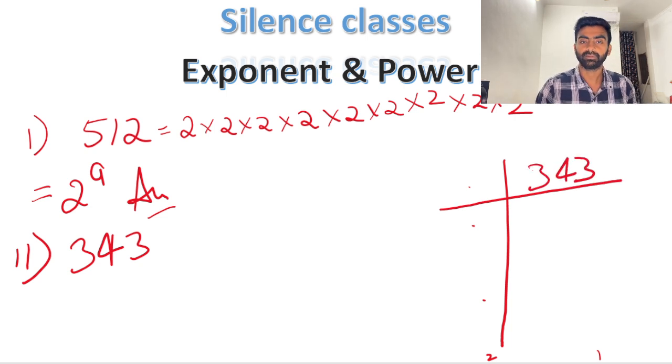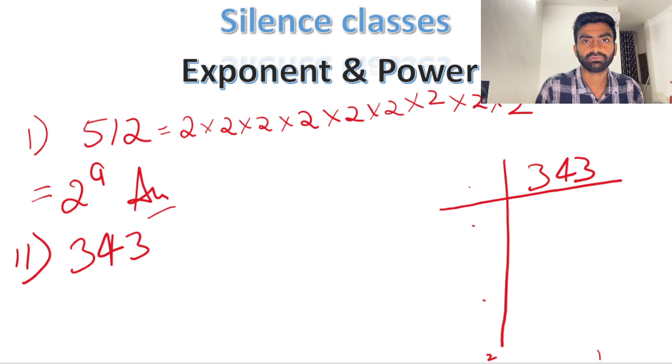343 is divisible by, let's check it out. Is it divisible by 3? No, it is not divisible by 3. It cannot be divisible by 2 also. Is it divisible by 4? No, if it is not divisible by 3, then it cannot be divisible by 4 also. It cannot be divisible by 5.